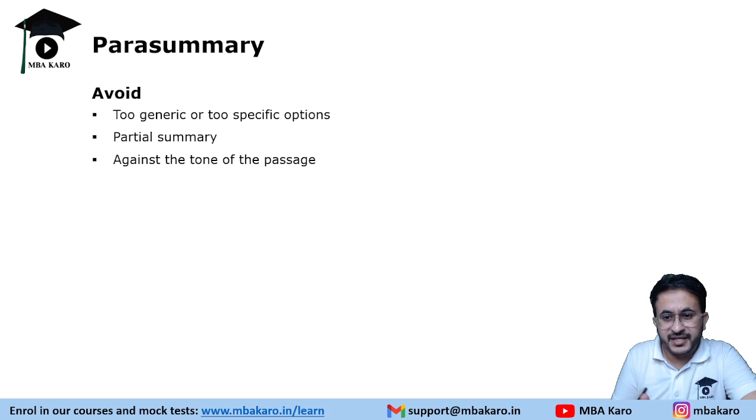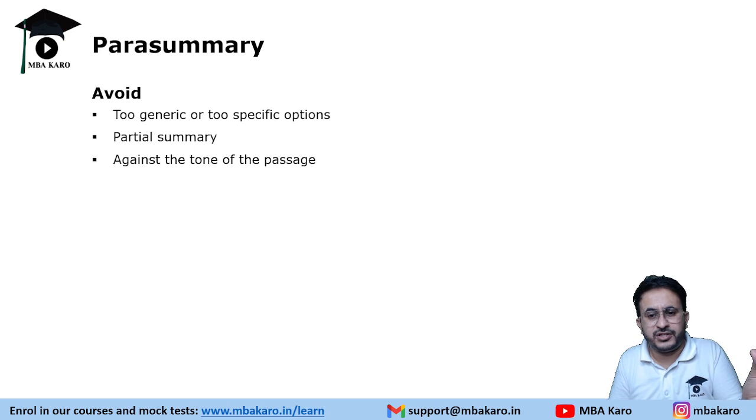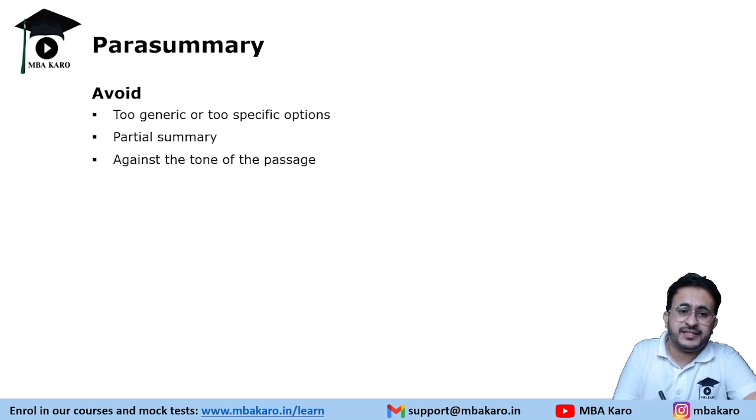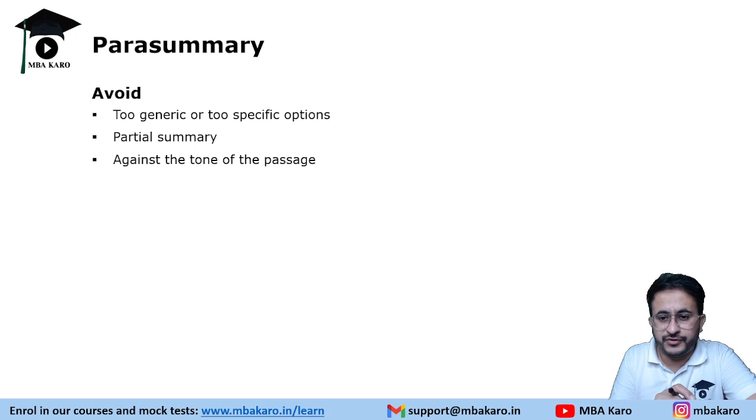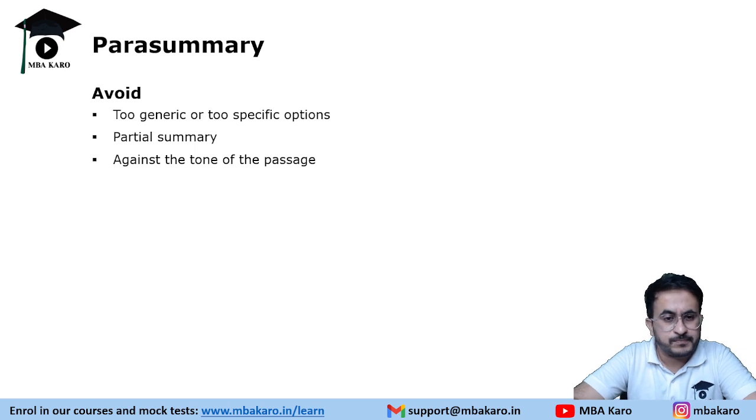Avoid partial summary. Sometimes you are given a passage of, let us say, 7 or 8 sentences. One summary talks about the first 2 sentences, another talks about the central part, or another talks about the end part. It does not cover the entire thing. Sometimes the summaries given are against the tone of the passage. The author is in favor of something, and the summary is talking the opposite. So these are usually the signs of wrong summaries.